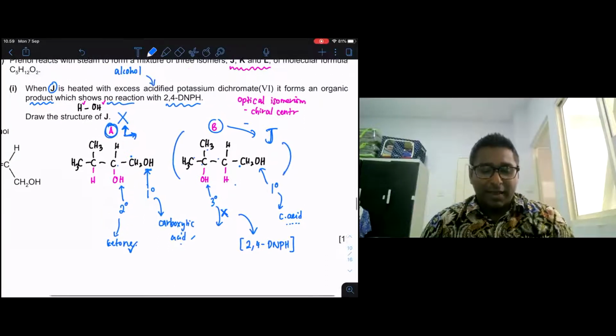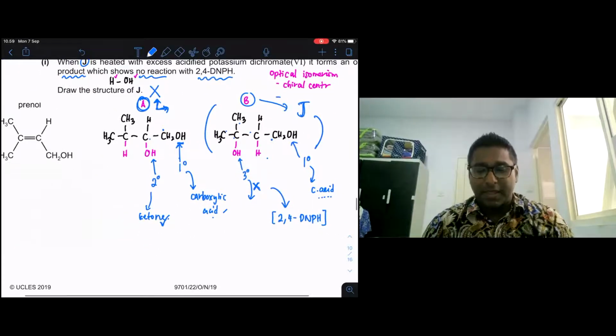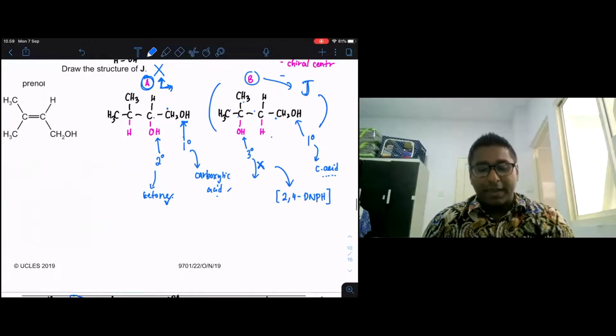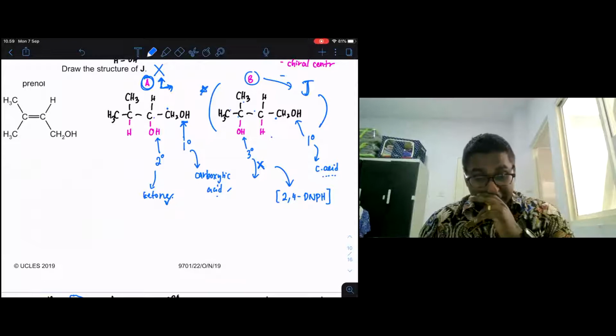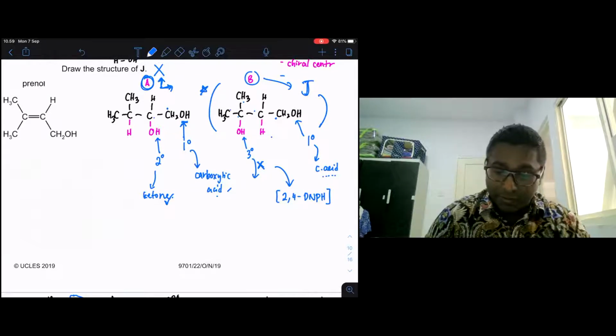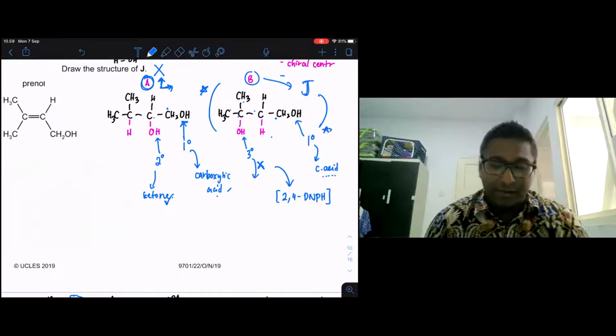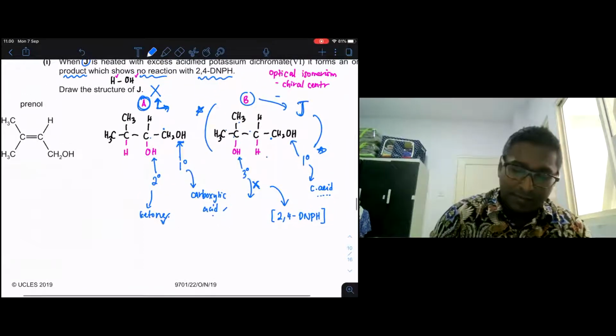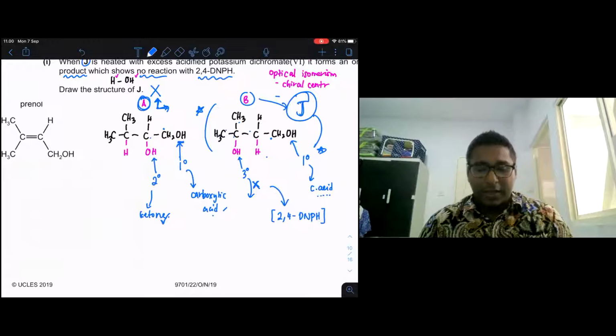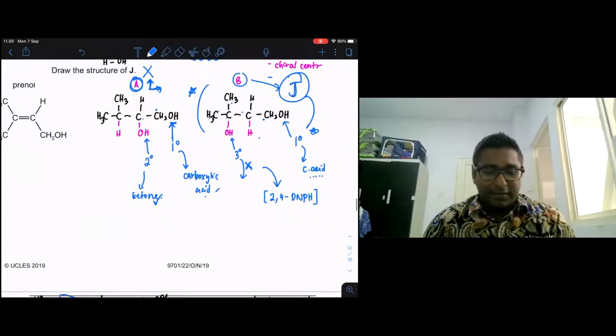So when they say draw the structure of J, you can draw any way. They didn't actually specify how you need to draw. So if you want to draw it this way and just leave it like this, I'm still fine. So that is going to be the structure of J. The rest you can actually ignore. So that is J.